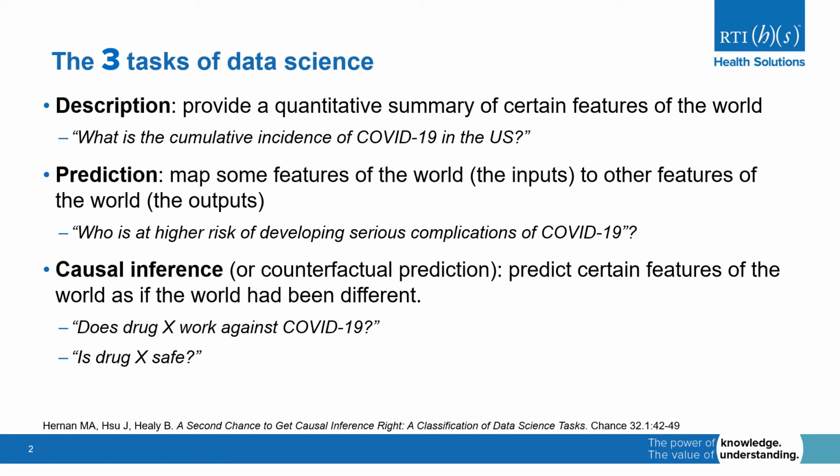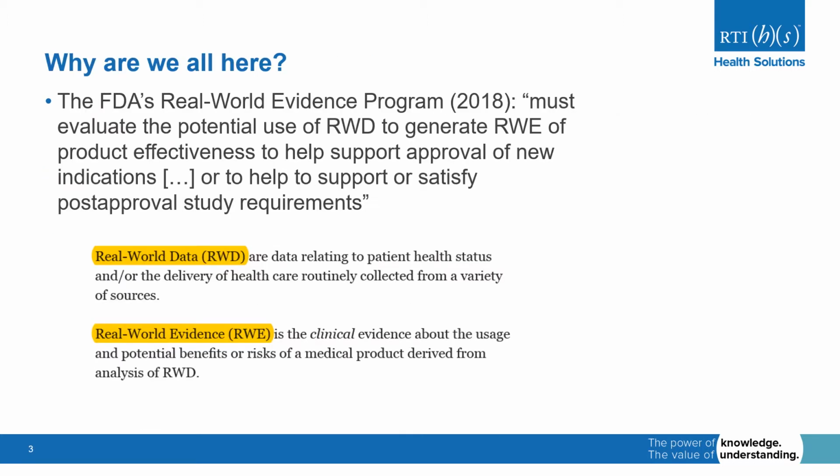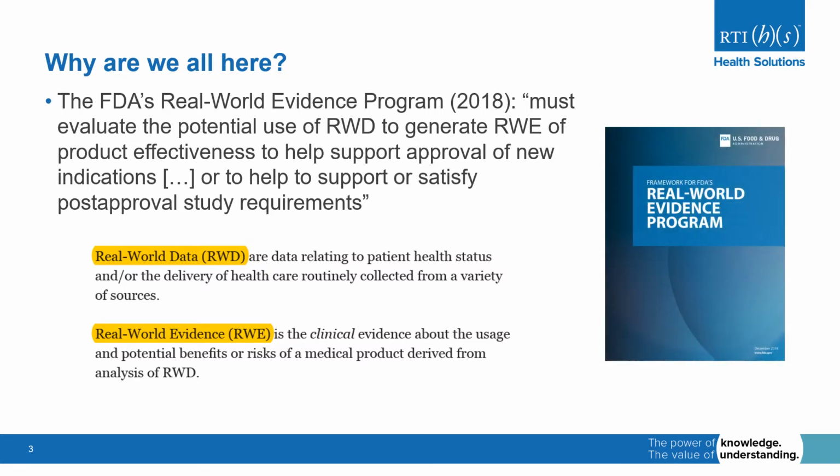Okay, I'm mentioning this because I want to make this clear: when the FDA issued this program, they said that this program had to evaluate the potential of real-world evidence to help support approval of new indications or to help support or satisfy post-approval study requirements. Implicit in this is the causal inference flavor of the analysis. We want to estimate whether some drugs are effective and safe.